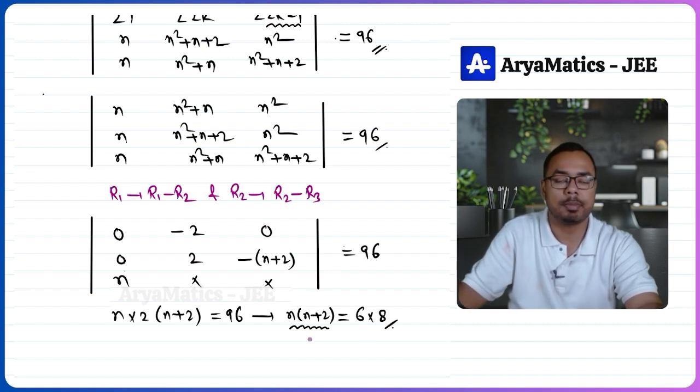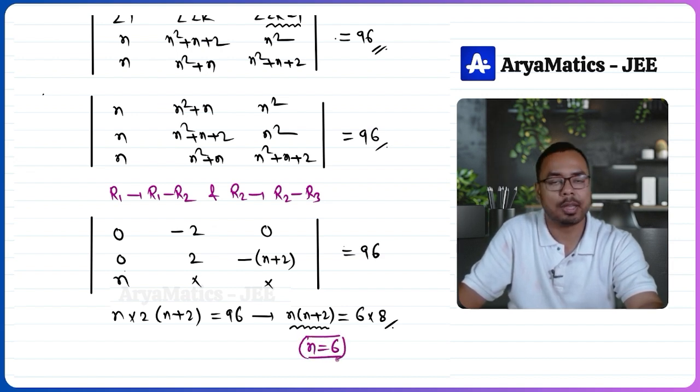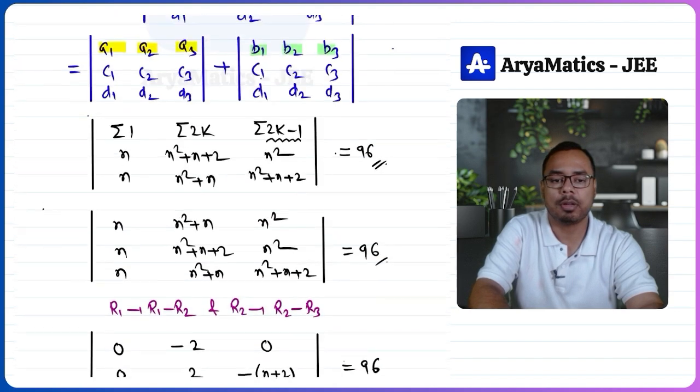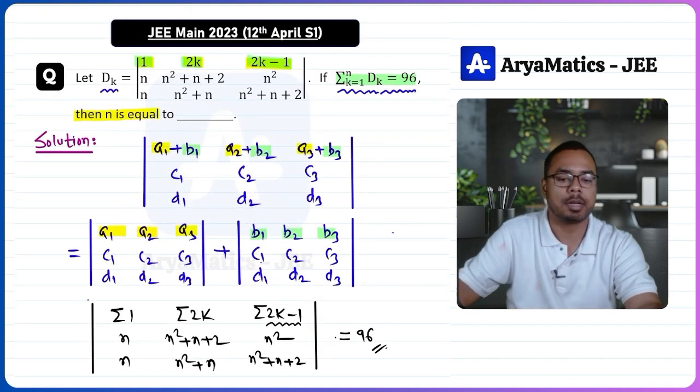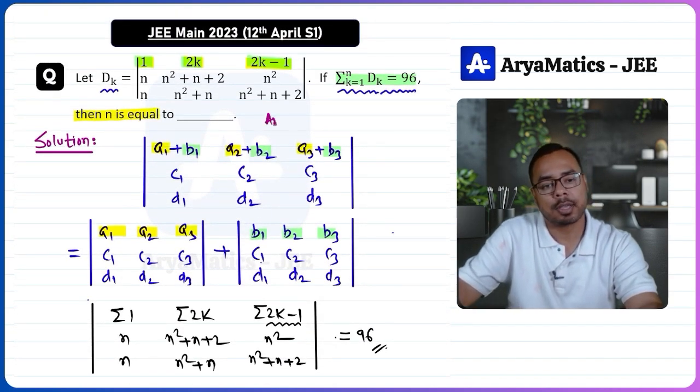And then directly you can see that because n is a positive integer, n is the number of terms, so n must be 6, right? By creating a quadratic you can also solve, but directly you can see using hit and trial that n is 6. And therefore, this was an integer type problem, so the correct answer for this problem will be 6, right?